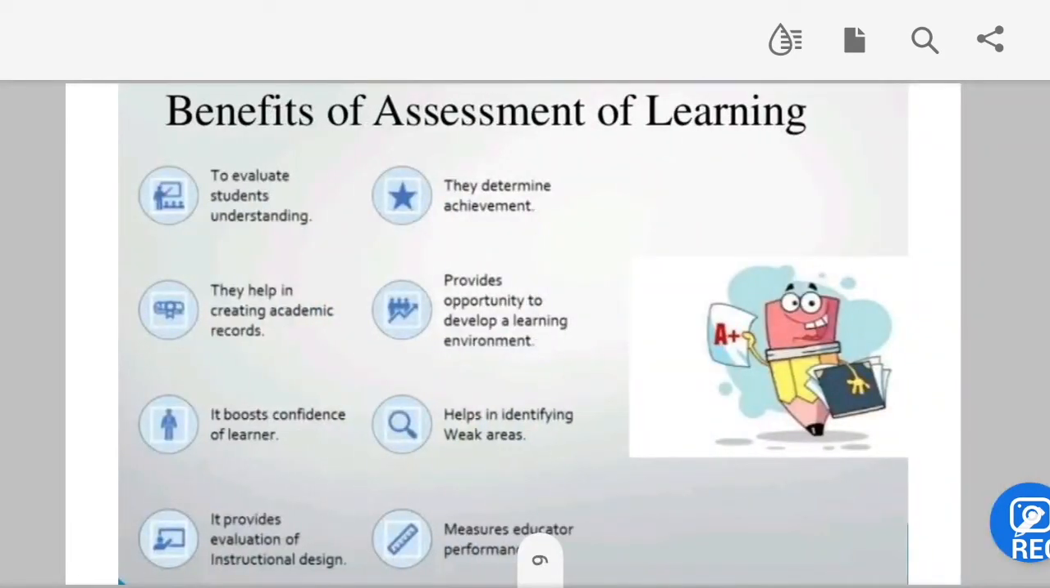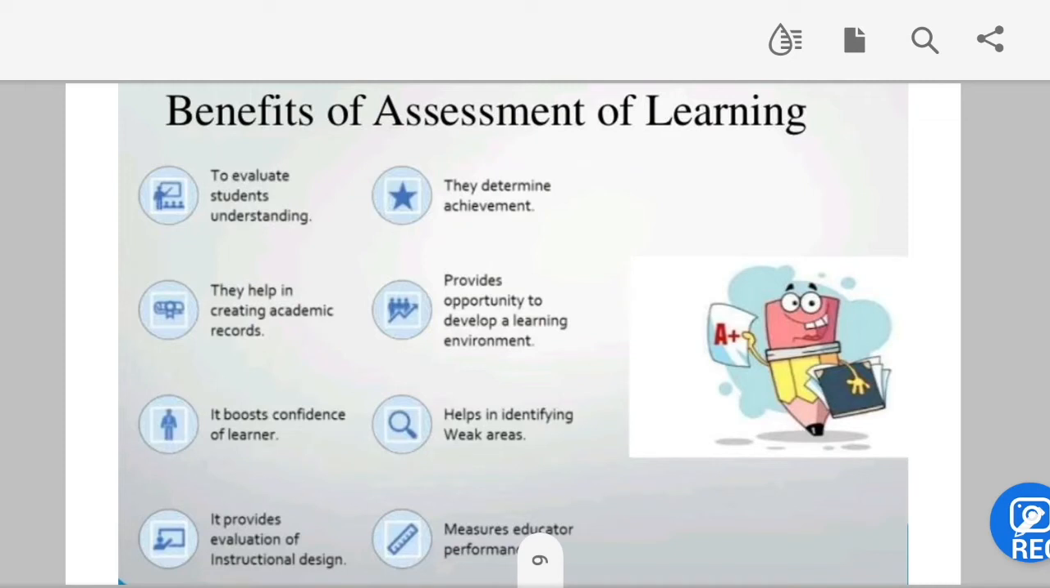Next we'll see the benefits of assessment of learning. The first benefit is to evaluate students' understanding level. We can evaluate how much knowledge the student has gained. The second one is that it helps in creating academic records. As I said before, the records which are maintained properly can be shared with parents and principals. An individual record will be maintained for the students in the classroom. It boosts the confidence level of the learner. It helps the student to face competitive exams.